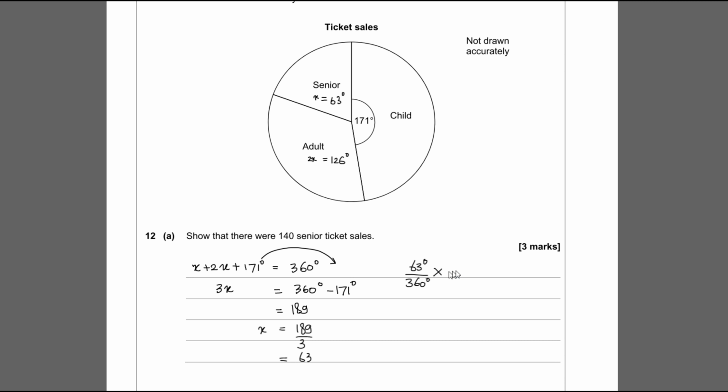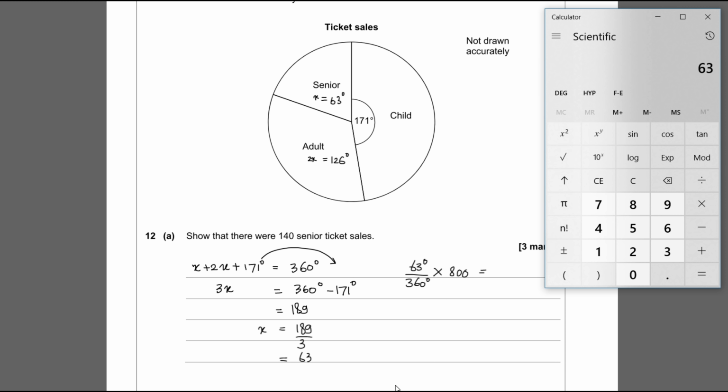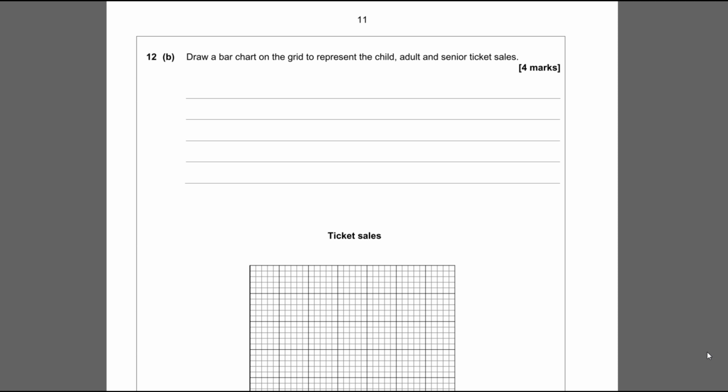Let's times it with the whole number of the sales, which is 800. So we have here 63 divided by 360 and then times 800. We get 140, which is correct. And then for question 12b, draw a bar chart on the grid to represent the child, adult, and senior ticket sales. Please keep in mind that we have the information from the previous page.